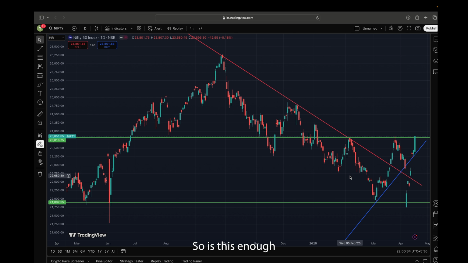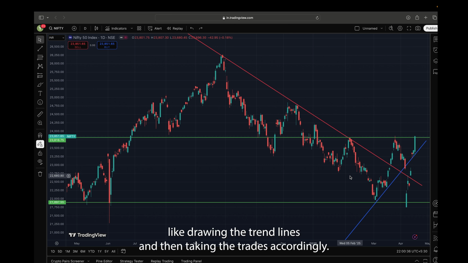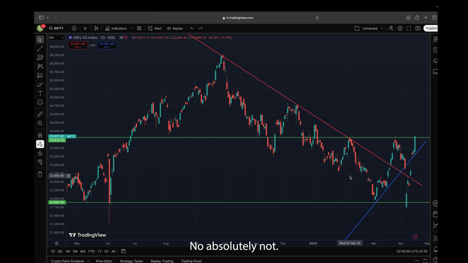So is this enough? Like drawing the trend lines and then taking the trades accordingly? No, absolutely not. So now let's combine trend lines, breakout, along with market structure shift to make a strategy which we can use to trade in the market. This strategy is a game changer. It helps you catch reversals after a trend line breakout, but only if you do it right.